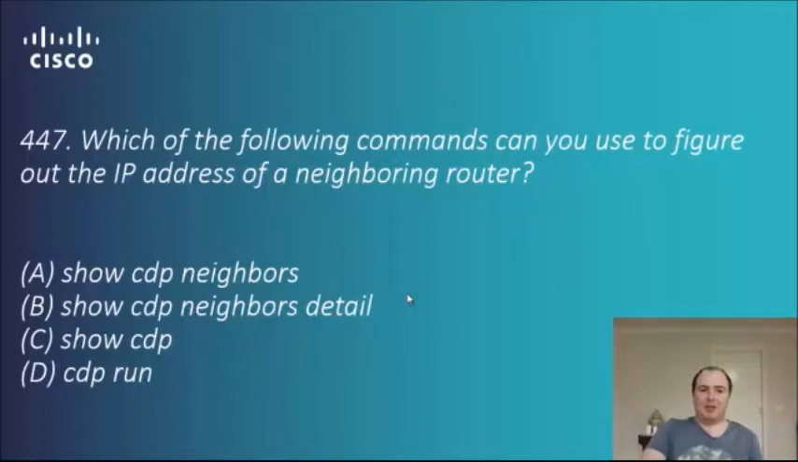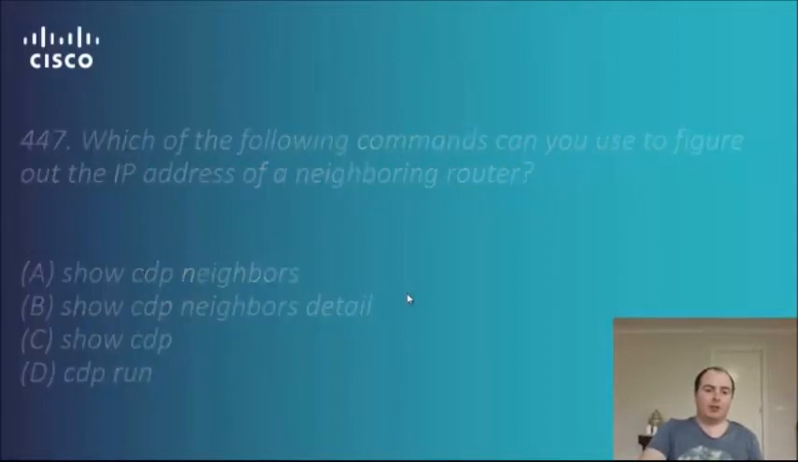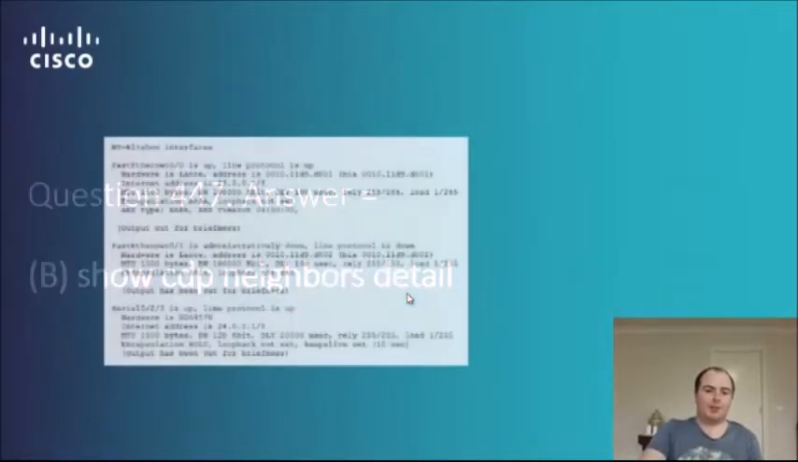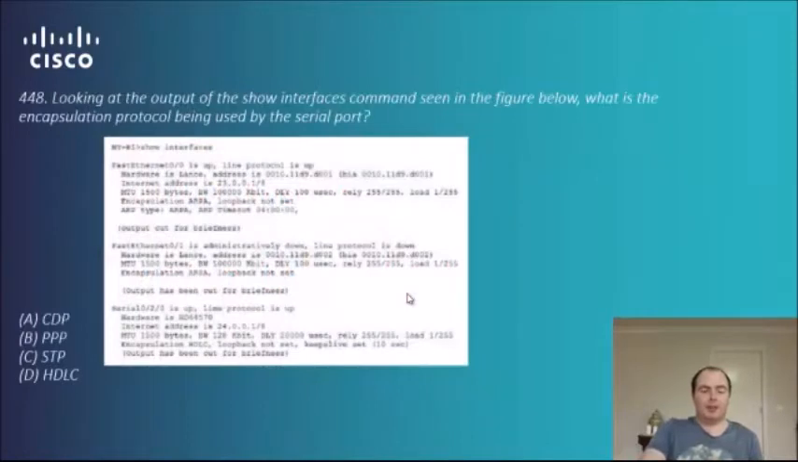447, which of the following commands could you use to figure out the IP address of a neighboring router? So we've got show CDP neighbors, show CDP neighbors detail, show CDP run, and we need to do show CDP neighbors detail to get that information. A little bit more to it there.